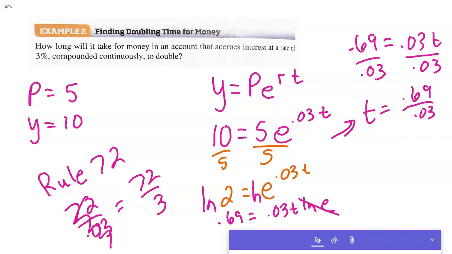And so we can go ahead and calculate it approximately with the rule of 72, or more precisely with the exponential equation. And if you notice, this particular one gives you 23 years.